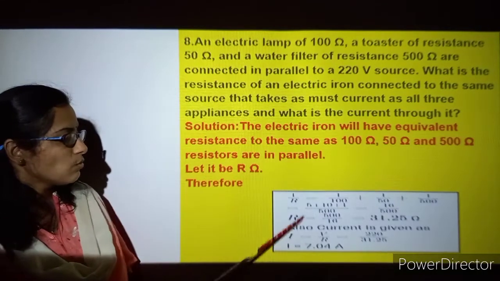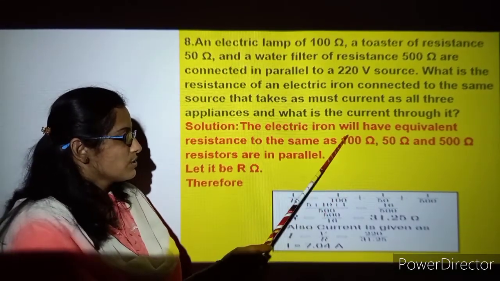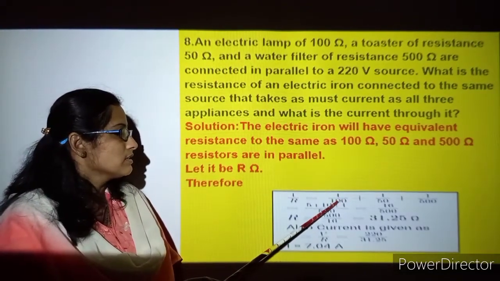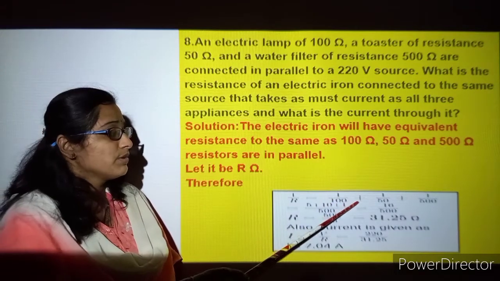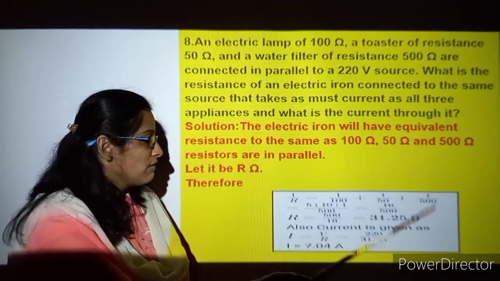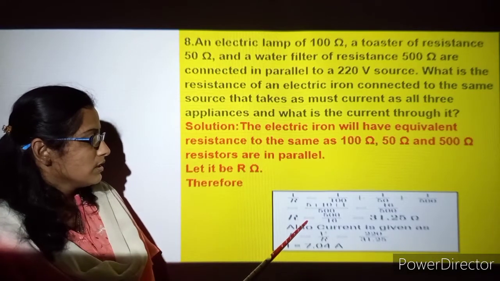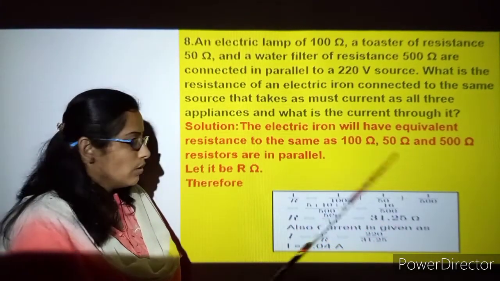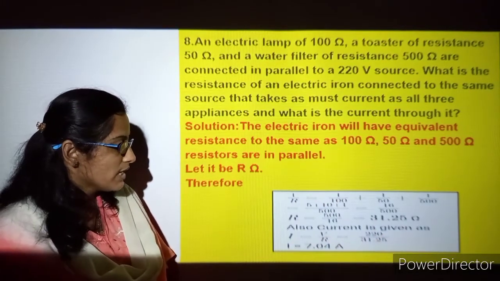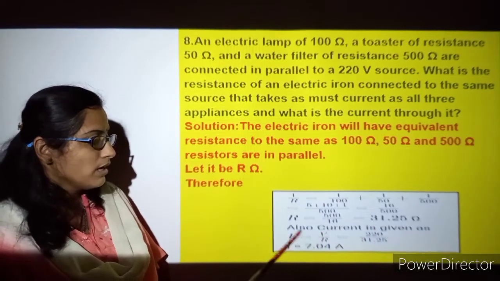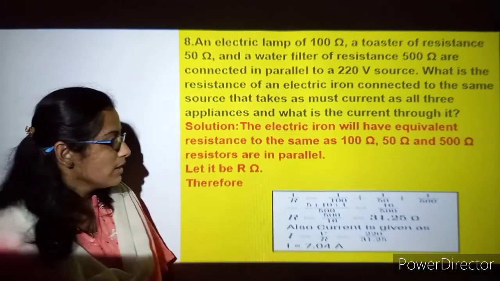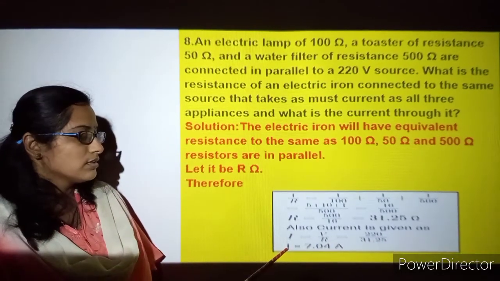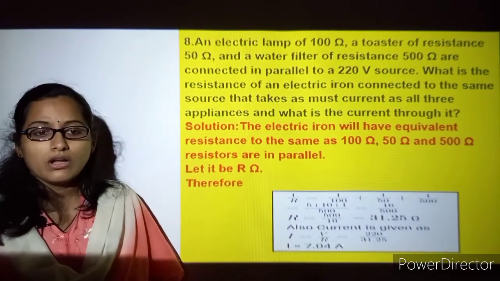Hence 1 by R equals, substituting with the formula of parallel, 1 by 100 plus 1 by 50 plus 1 by 500. So you will get R is equal to 500 by 16, that is 31.25 ohms. Also, current is given as I is equal to V by R. So it is 220 by 31.25. You can see here that current is equal to 7.04 ampere.